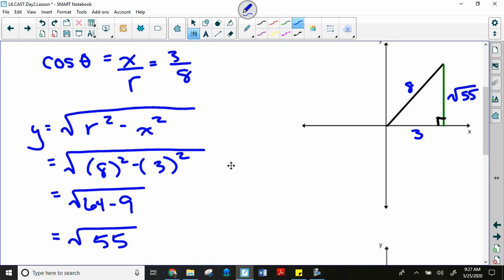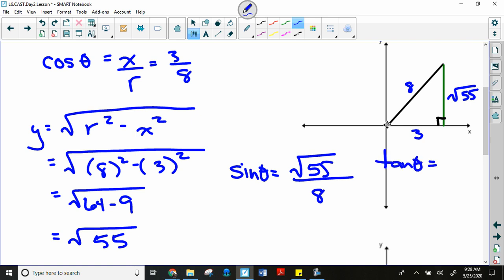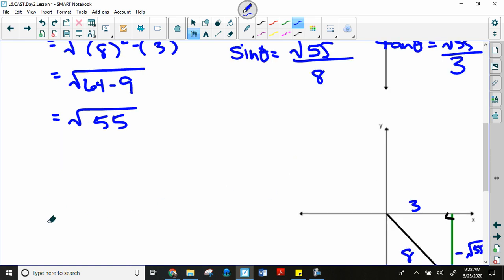So for this one, sine of theta is opposite over hypotenuse, root 55 over 8. And this was a cos. Tan of theta is opposite over adjacent, root 55 over adjacent. Nice.